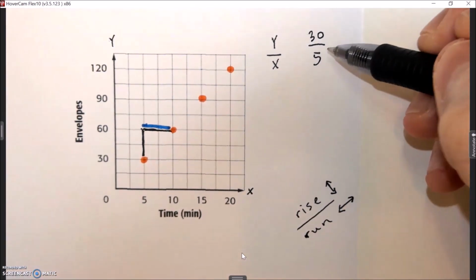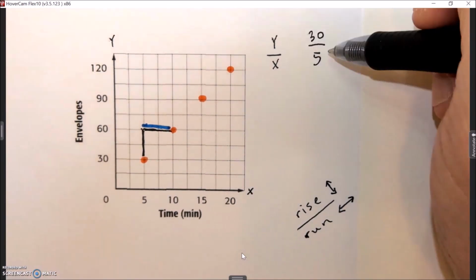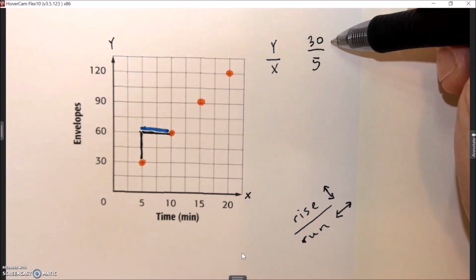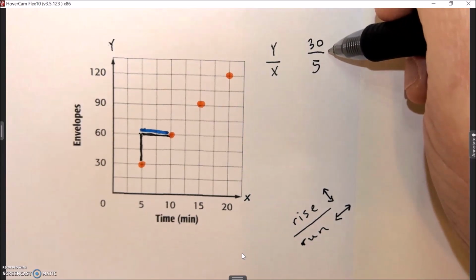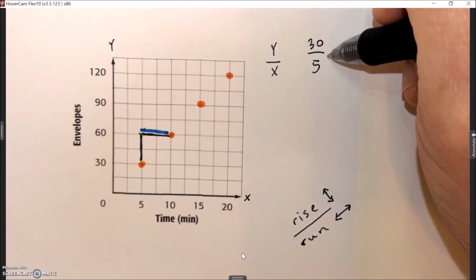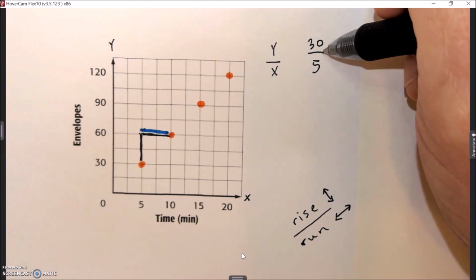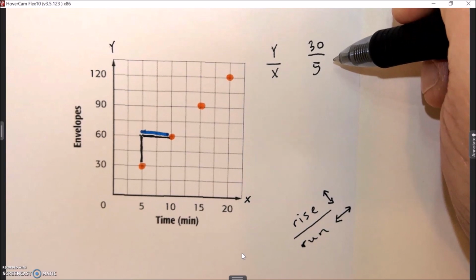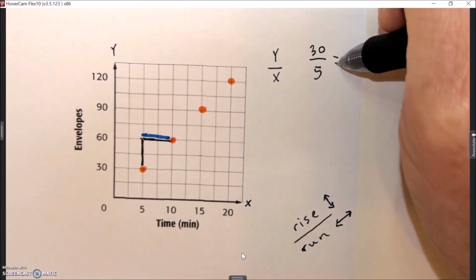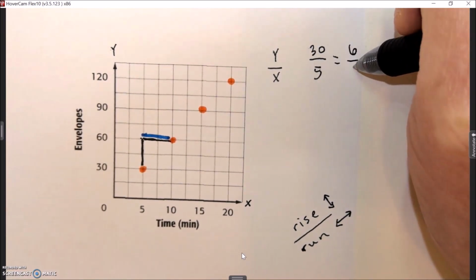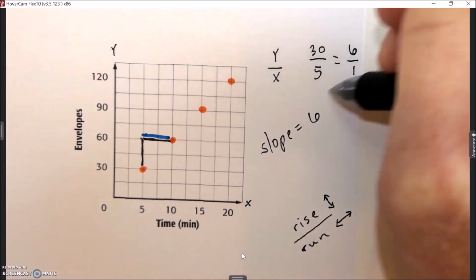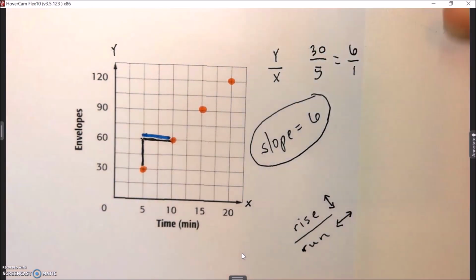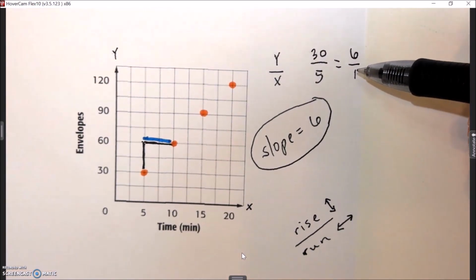So guys, I'm on the right track. Here is my change in y over my change in x. But yes, I do need to simplify. And remember, if this is written in fraction form, all this means is you divide. You simplify. 30 into 5. How many times can 5 go into 30? Think about that. Yeah, this simplifies to 6 over 1, which in the very end means our slope is going to be 6, because we don't typically keep that 1.